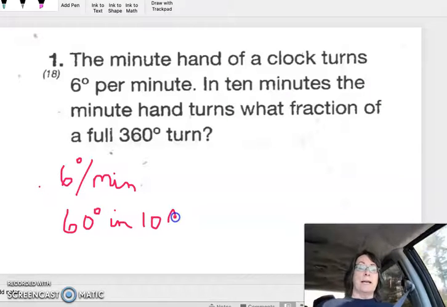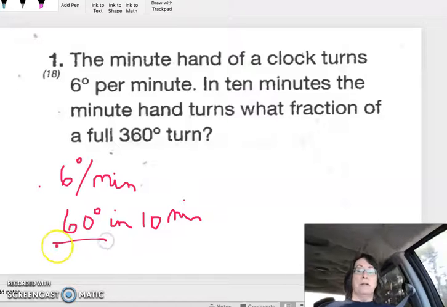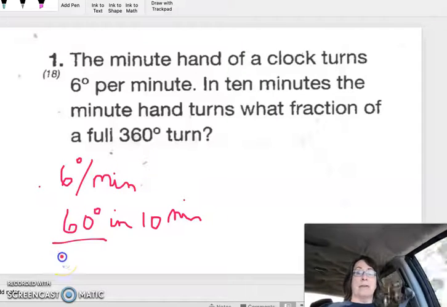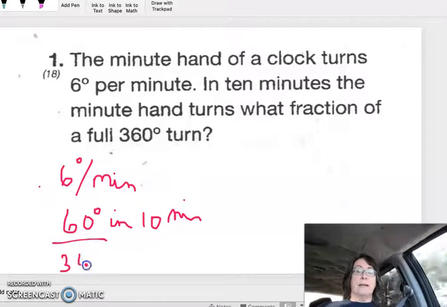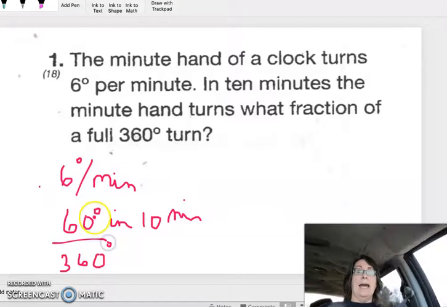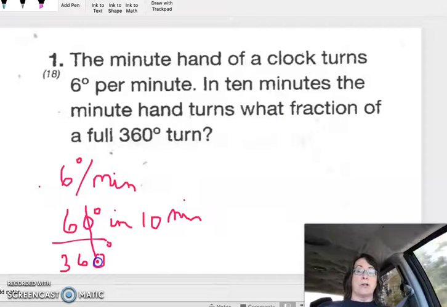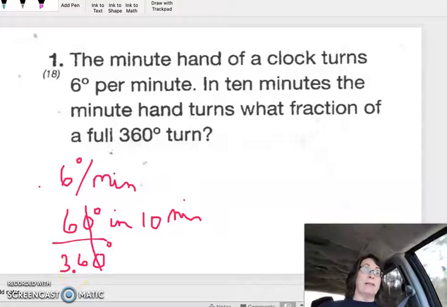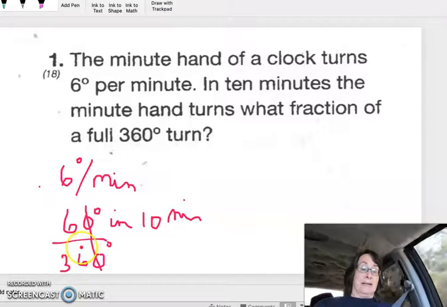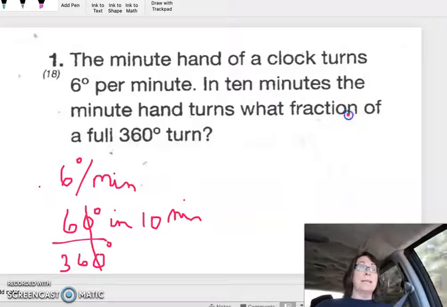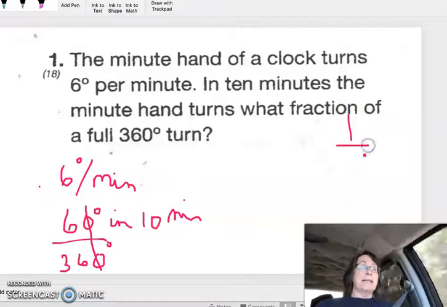And the question is, what fraction of 360 is that? So 60 degrees over 360 degrees. And remember, the two zeros that are trailing can be canceled. 6 over 36, when I divide the top and the bottom by 6, becomes 1/6, and 1/6 is your answer to number 1.